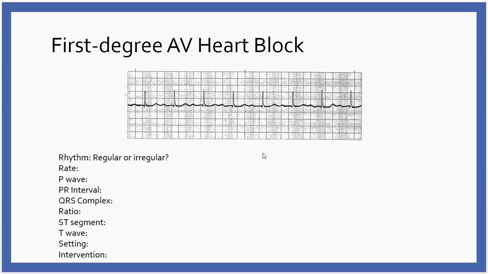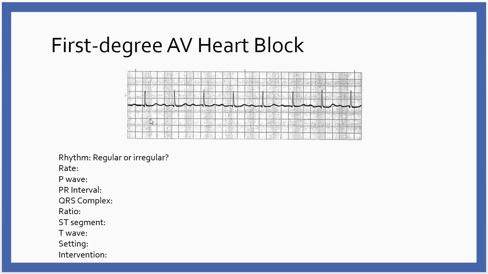So what we're looking at is a first-degree heart block. With the first degree, everything is basically a sinus rhythm with a lengthened PR interval. Something is going on in the AV node, and so the AV node is hanging on to the impulse a little longer than it should. So let's take a look at this.